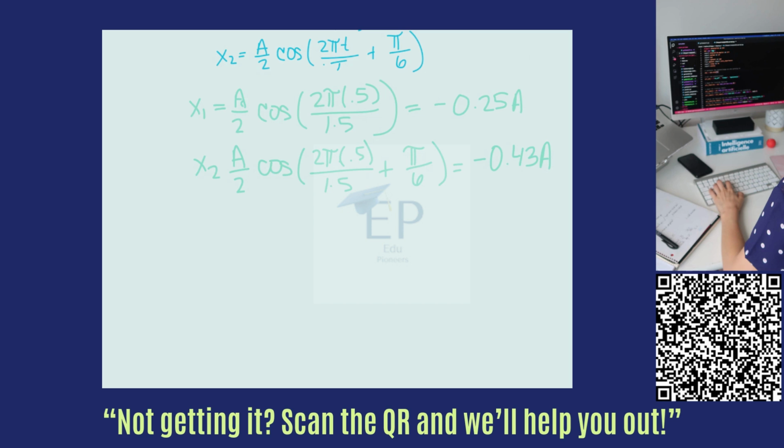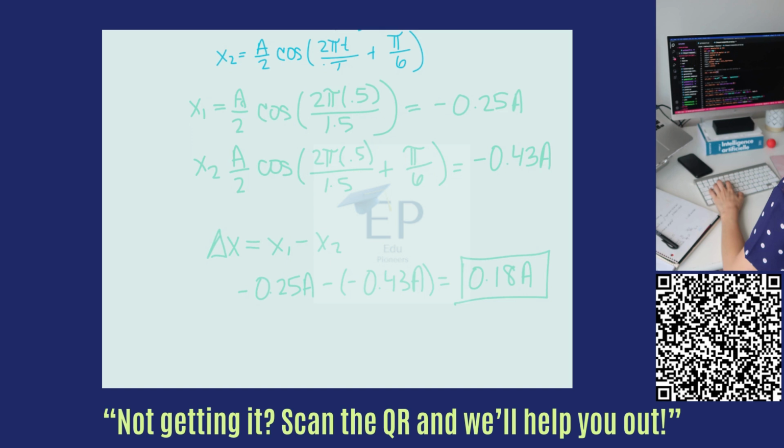So those are their positions, but I want to know how far apart they are in relation to each other. So my delta x, my delta position, is going to be my x1 minus my x2. So it'll be negative 0.25a minus negative 0.43a, giving me a total difference in displacement of 0.18a. So that is my final answer for part A.